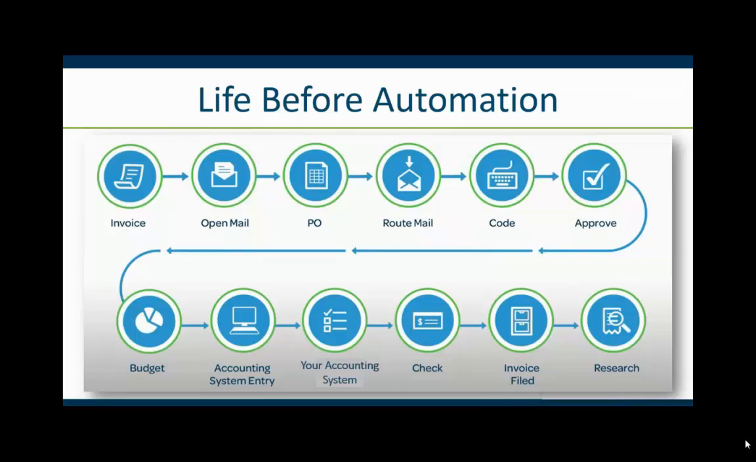What we're typically seeing is an invoice comes in and somebody opens it. You're probably seeing a growing trend, as I am, that the invoice is coming not only by mail but also by email. So somebody's opening email or mail, they may be attaching a PO, routing it, coding it for approval, and then entering it into the accounting system. Then when everything's ready on the back end of the process, they're doing a check run.